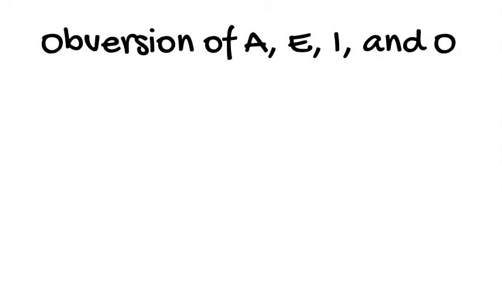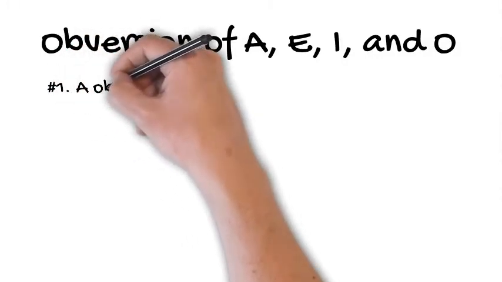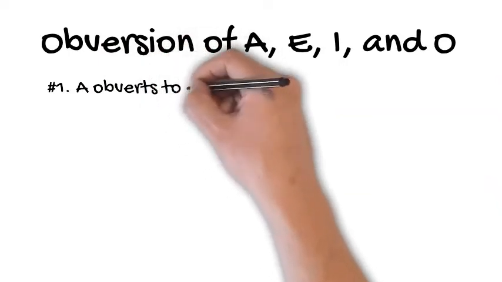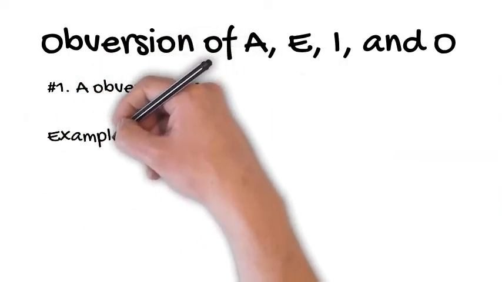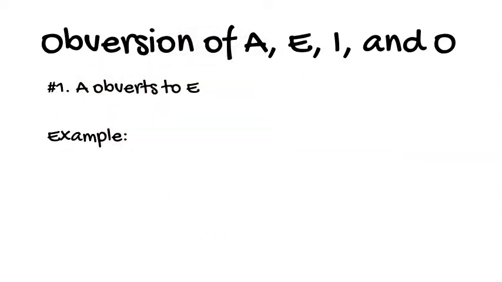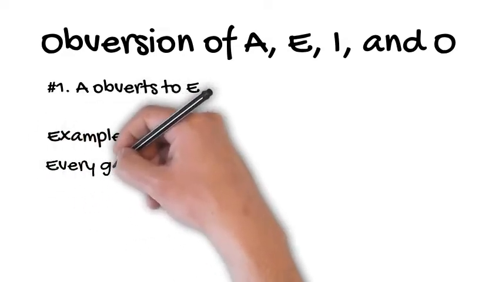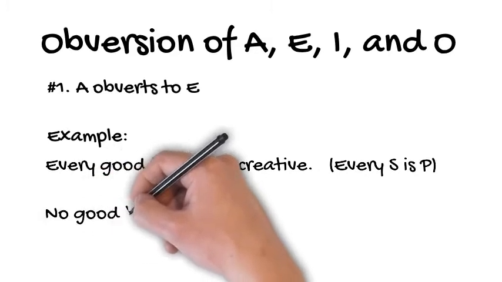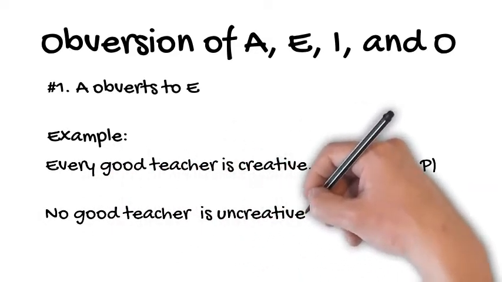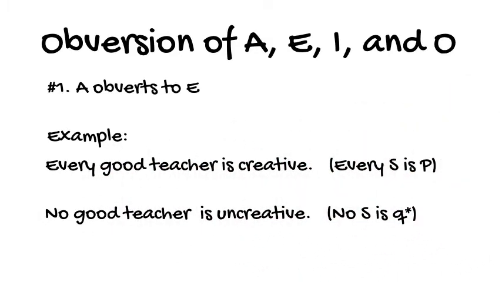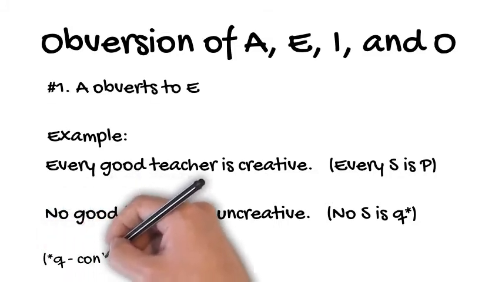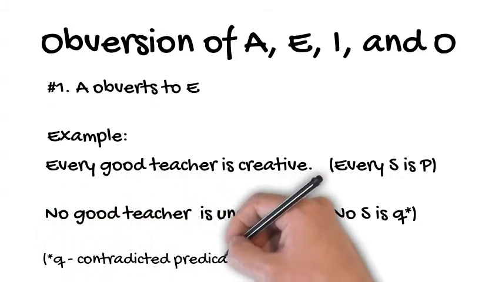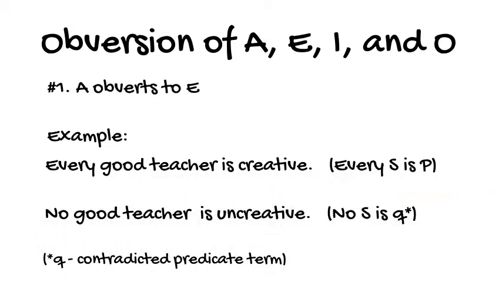The obversion of propositions A, E, I, and O. Proposition A obverts to E. For example, every good teacher is creative. So the obverse is: no good teacher is uncreative. By the way, we use the small letter q for the contradicted predicate term for the purpose of our discussion.